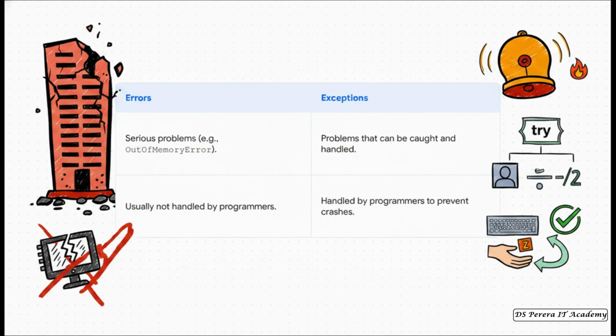On the other side, you have exceptions. Now, these are the problems our code can and should plan for and recover from. We are talking about things like a user typing letters where a number should go, or the code trying to divide by zero. These are problems we can actually manage.